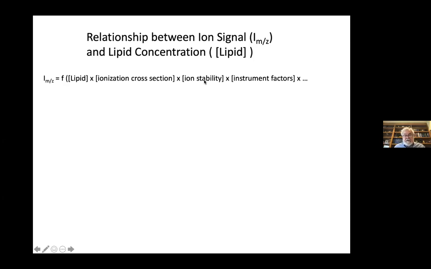And ionization cross-section of phospholipids is much higher, so that's good. Another factor is ion stability. How stable is that ion that you are producing? And some ions are not very stable. So for neutral lipids, they have pretty similar ion stability, but the ion stability does differ by the double bonds and chain length.